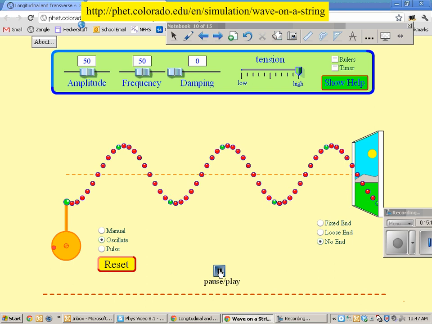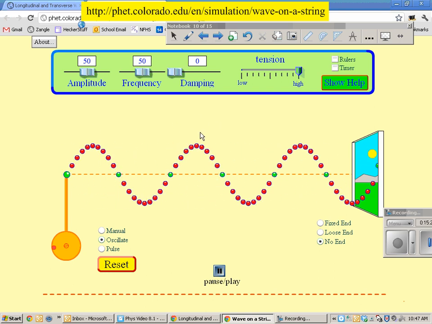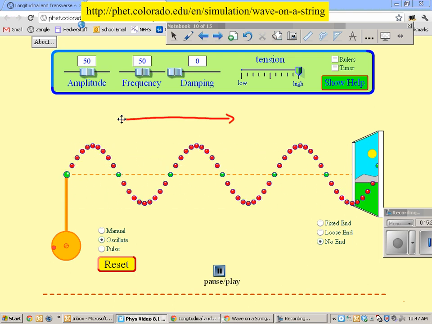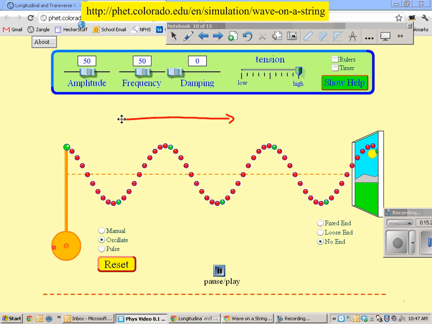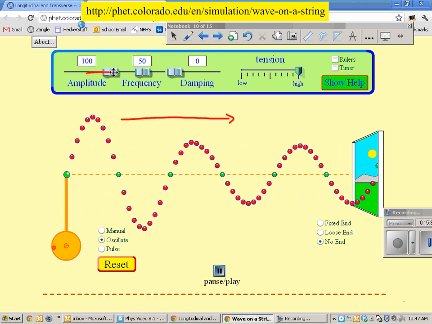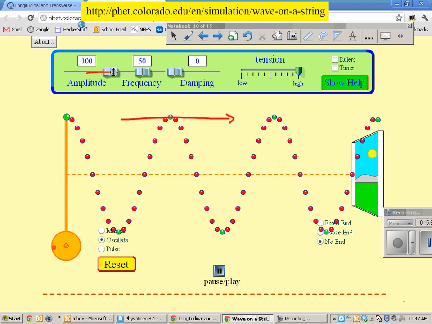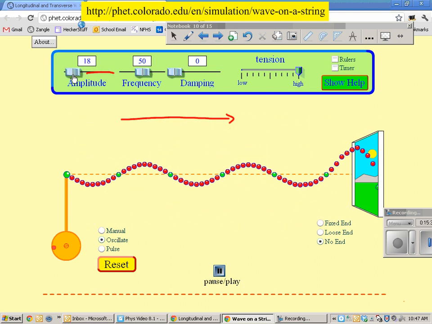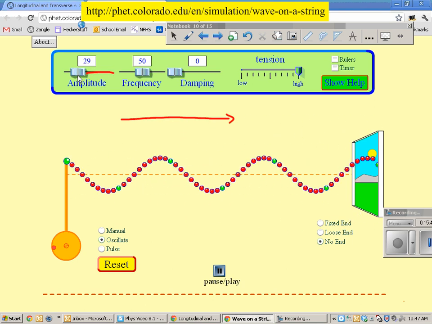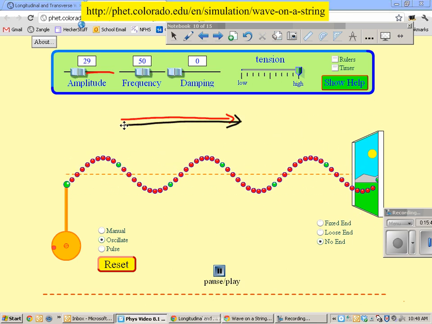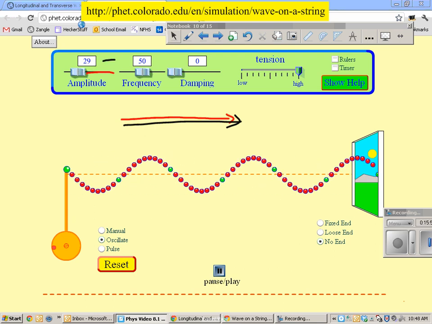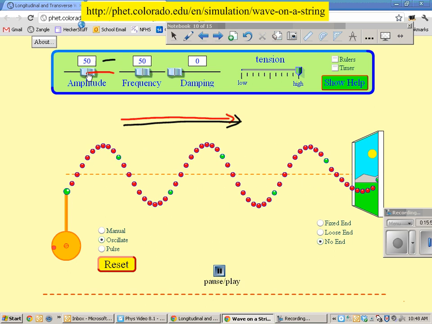All right, so right now the wave is traveling this way at a certain speed, right? And so when I change the amplitude, it doesn't change how quickly the wave travels, how quickly the energy travels. So here's a really big amplitude. Or here's a very small amplitude. But whether the amplitude is big or small, the energy is still carried this way at the same velocity. Okay, so let's set this back to about 50. There we go.